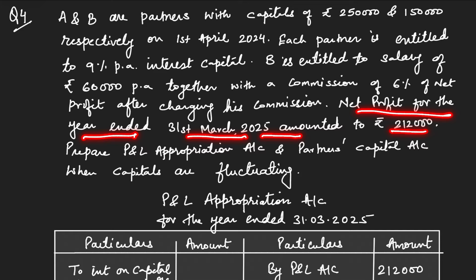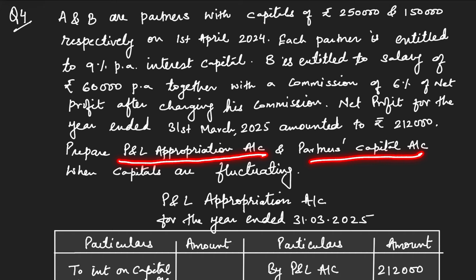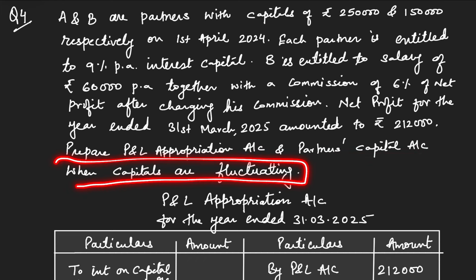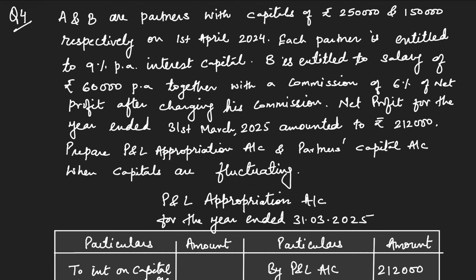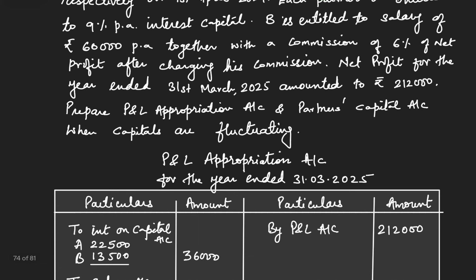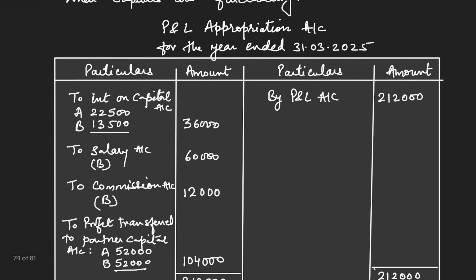Net profit for the year ended 31st March 2025 amounted to rupees 2,12,000. Prepare profit and loss appropriation account and partners capital account when capitals are fluctuating. See, the question is clearly informing us that the capitals are fluctuating. In this, we are asked to prepare the P&L appropriation account, and when capitals are fluctuating, we will be preparing only the partners capital account, only one account. Now let's begin.